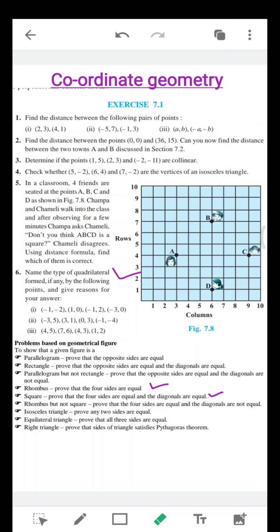Hope this concept is clear to you all. This is also one of the most important concepts and very simple, quite lengthy but simple, because you have to apply the distance formula in all the steps.